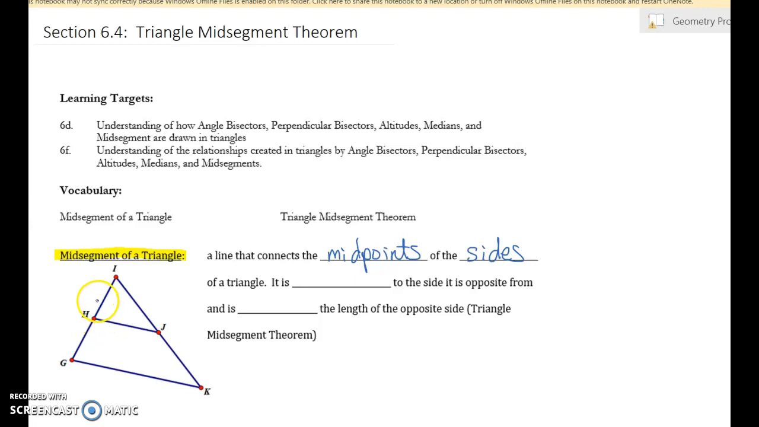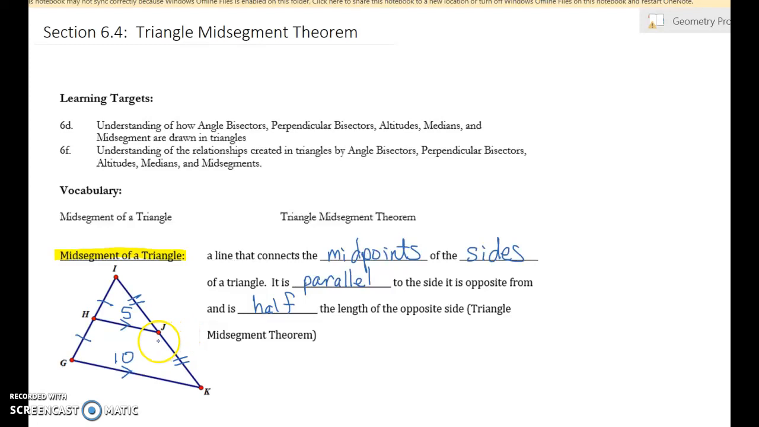So that means H is a midpoint, so HI is equal to GH. And then J is a midpoint, so IJ is equal to JK. It is parallel to the opposite side, so HJ is parallel to GK. And it's half the length of the opposite side. So if this is 5, this is 10. Okay, so that's the mid-segment theorem.